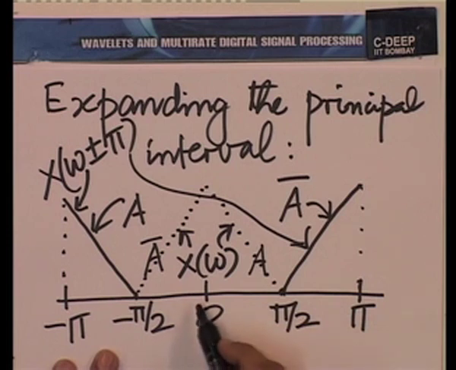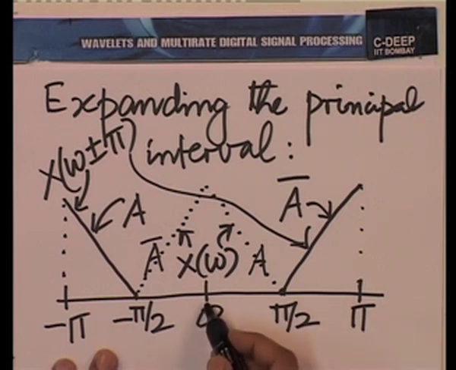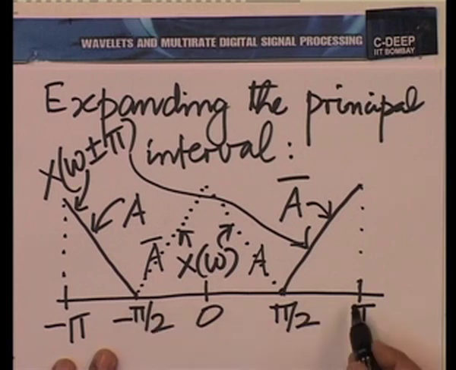One can see that the order of frequencies from 0 to pi, or 0 to minus pi by 2, has now been reordered between pi and pi by 2. So increasing magnitude of frequency here becomes decreasing magnitude of frequency there. Secondly, the frequencies themselves change. So actually this is exactly what happens in what is called aliasing.